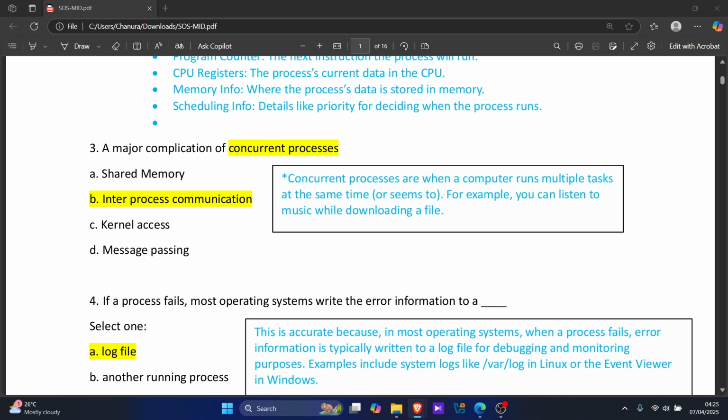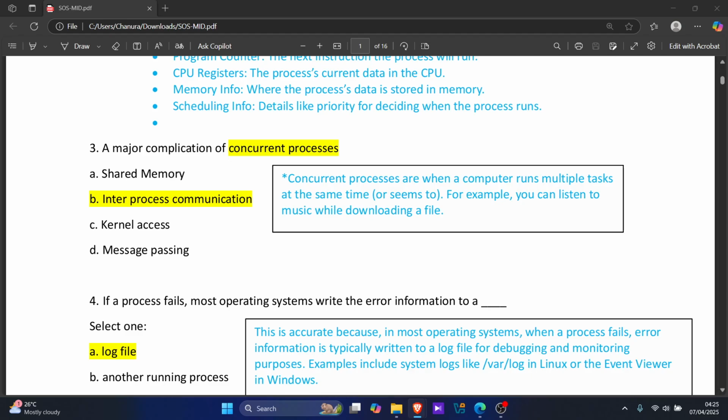The user provided an example, listening to music while downloading a file. So concurrent processes are tasks that run simultaneously or appear to. Now, the complication here: what's a big problem that arises when processes are concurrent? Looking at the options. Let's break them down.